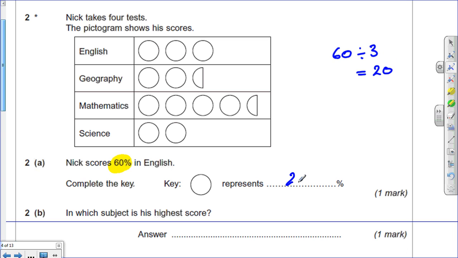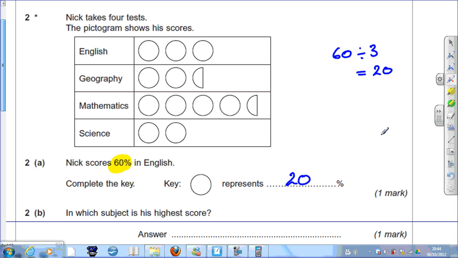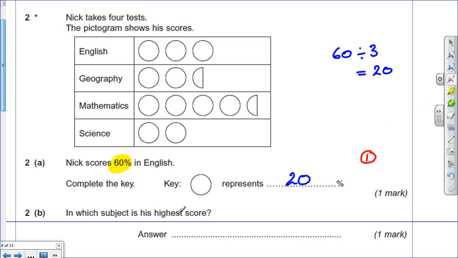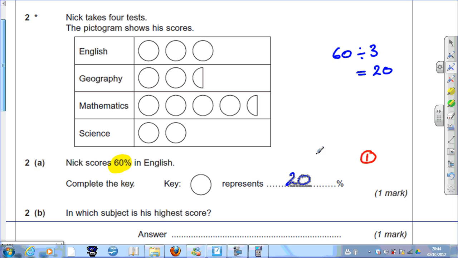Which subject is its highest score? It's the one in which we have the most pictures. Circles in this case. And we've got 4.5 for maths. So, in which subject is the highest score? It's maths. Or mathematics.